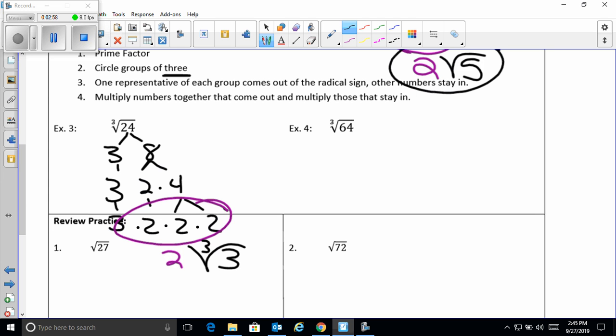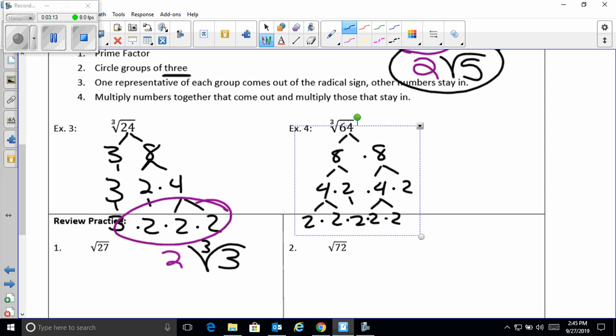Looking at 64, what's that break down to? Most of us are probably going to think 8 and 8. And then 8's break down to 4 and 2. Almost prime, but not everything, because those 4s aren't prime, so we're going to break those down. 2, 2, bring down our 2. Make sure you don't leave anybody behind. Alright, so now we have 2, 2, 2, 2, 2, 2. Looking for 3 amigos.